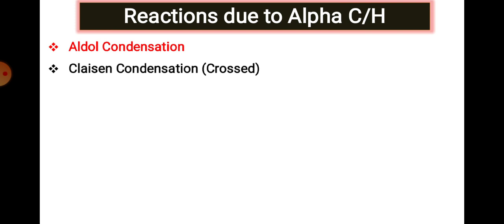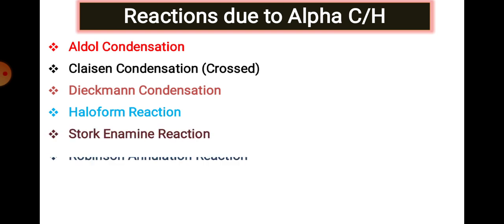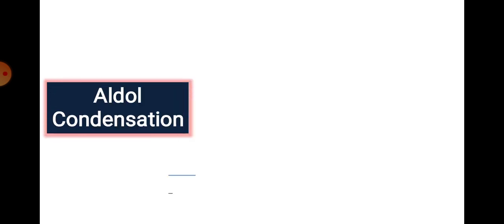Now look at the reactions which are due to the alpha carbon. First of all, aldol condensation. Second is Claisen condensation, that is a cross type of reaction. Then Dieckmann, haloform reaction, Stork enamine reactions, Robinson annulation reaction, and halogenation of the alpha carbon. Okay, and lastly some examples. These are all the reactions due to the alpha carbon as well as alpha hydrogen. If there is no alpha hydrogen or alpha carbon, no reactions occur.